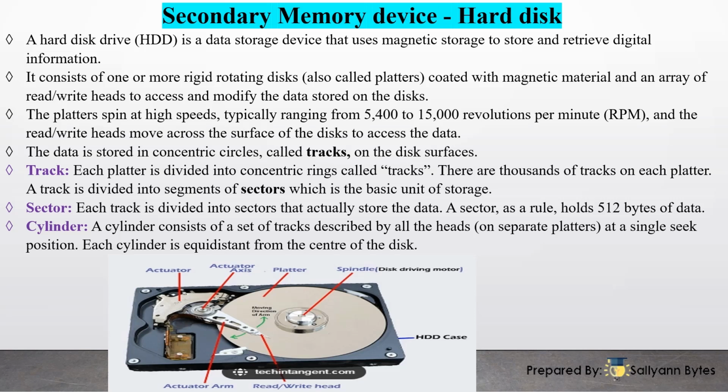Hard disks are commonly used in desktop and laptop computers, servers, and other electronic devices that require high-capacity, non-volatile storage. They have large storage capacities, ranging from a few gigabytes to several terabytes, and are relatively inexpensive compared to other types of storage devices like solid-state drives, SSDs. However, hard disks are slower and more susceptible to physical damage than SSDs.